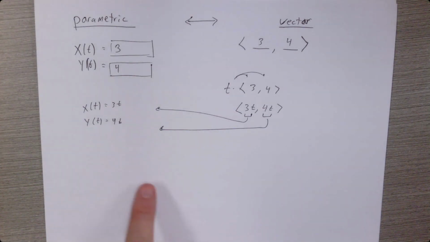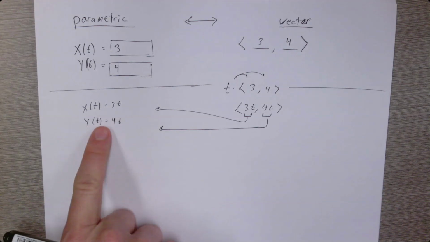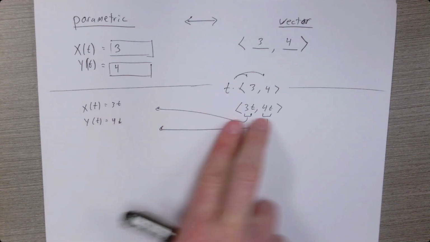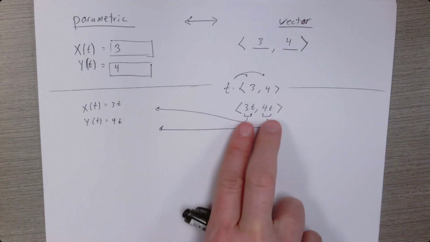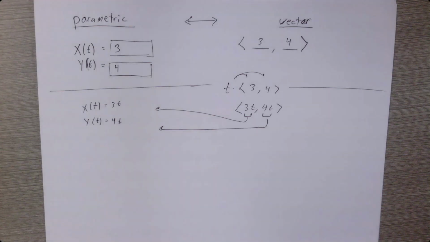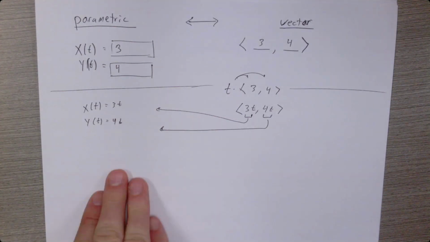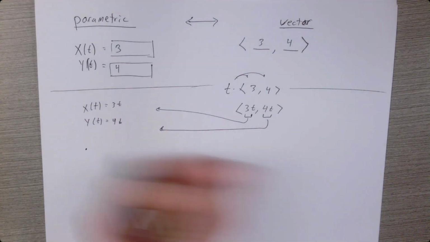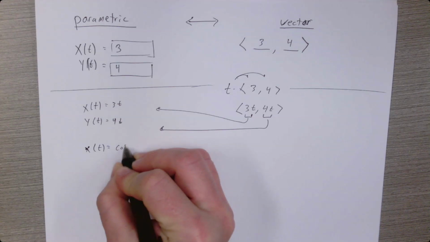So hopefully with these simple examples, you're starting to get the feel that if you had some parametric equations, you could just take the two separate equations and package them together into a vector. Or if you have a vector equation, you can just take the x and y components and separate them out into two separate equations. Let's do one more simple example, and then we'll talk about why would you prefer one versus the other.